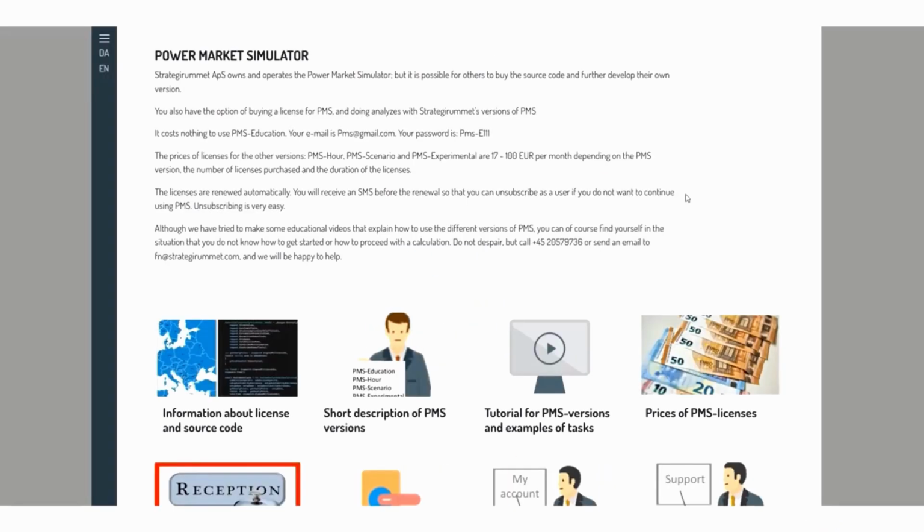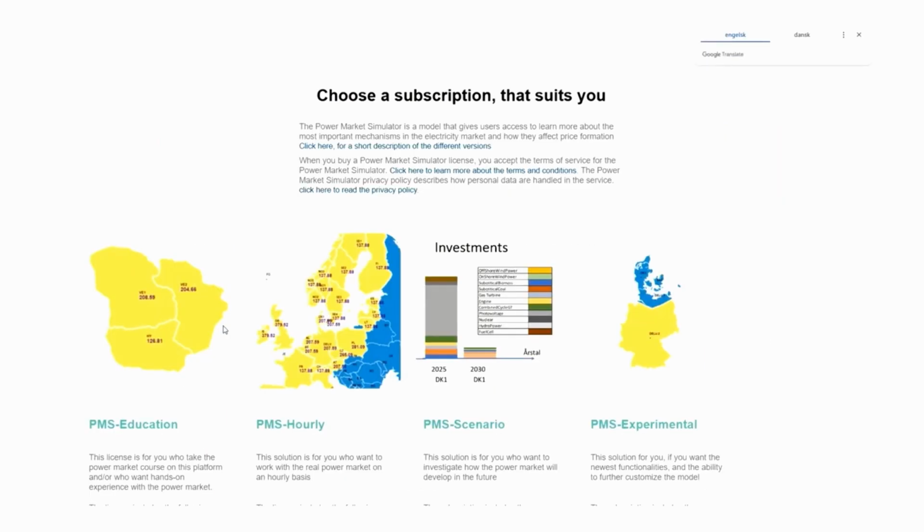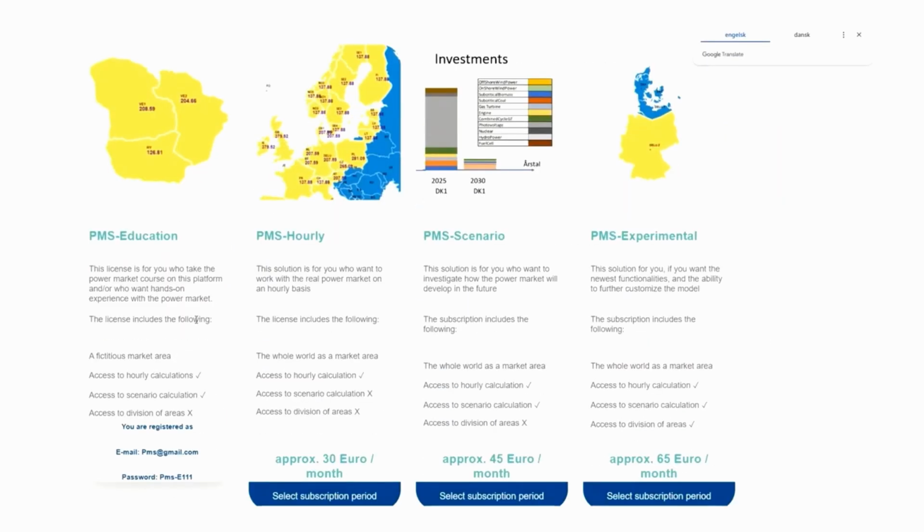But before you start solving the tasks, you have to go to the homepage for the Power Market Simulator, and here you have to register as a user. If you want to solve exercises number 9 and 10, you can register here to use PMS hourly. There will be a fee if you want to pay a license for PMS hourly. The PMS education is for free, and here you just have to click and say you want to register.